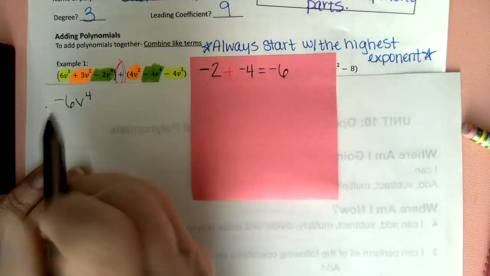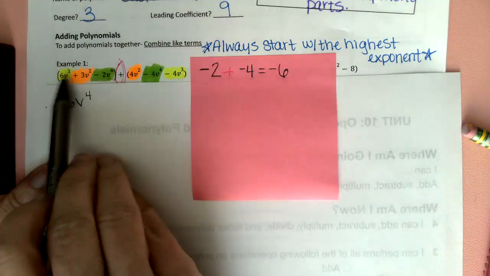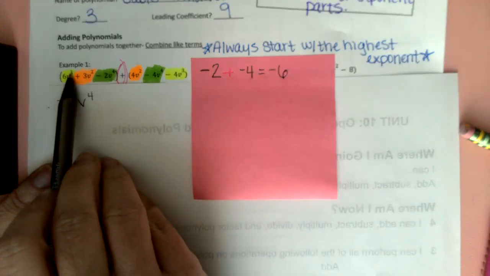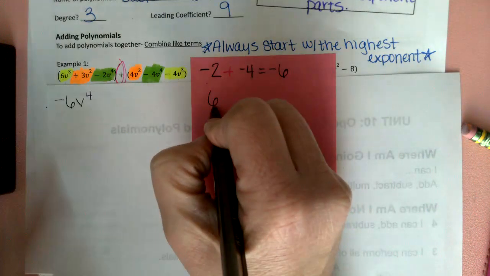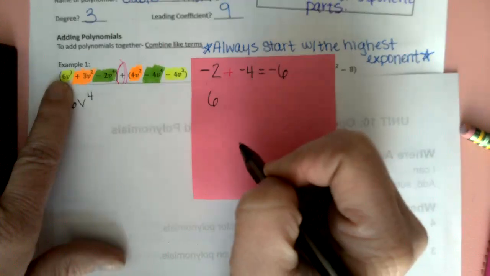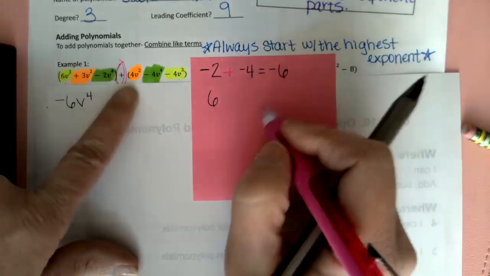The next highest exponent for me is my yellows. It's the b to the third. And if I type it in Desmos again, I have a 6. I'm typing my coefficients in. 6. Then there's a plus sign.